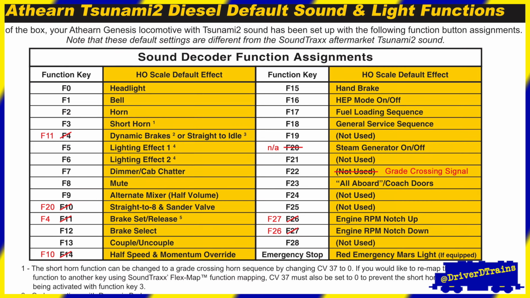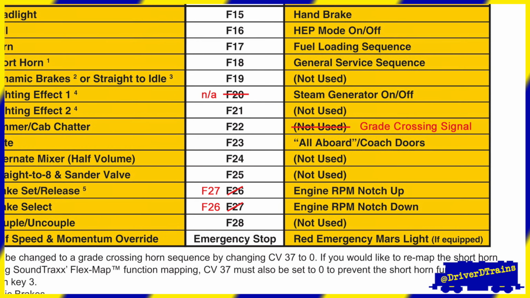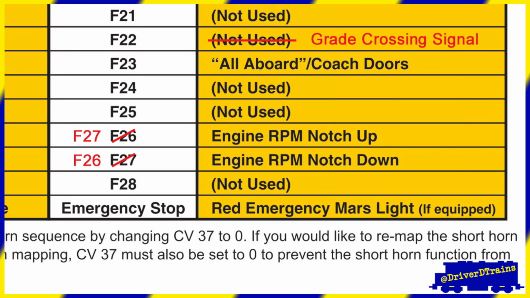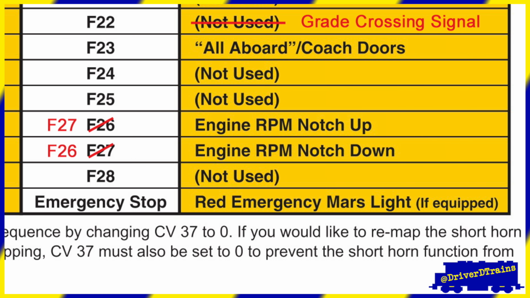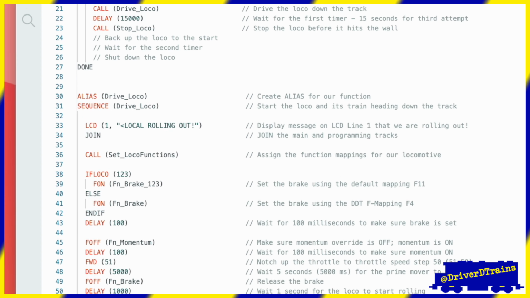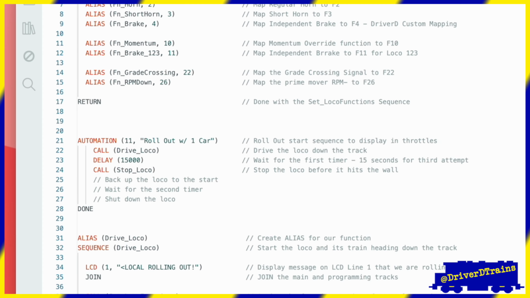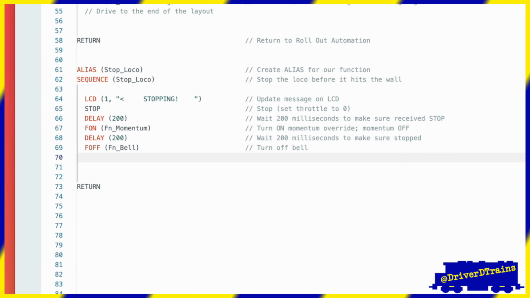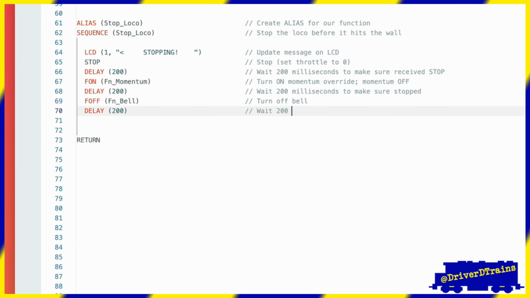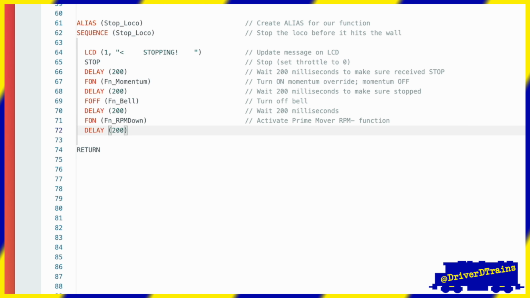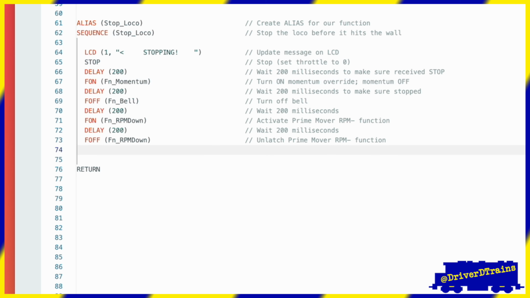I have the prime mover RPM settings mapped to F26 and F27 on my locomotives. To notch down the prime mover, we will use F26. First, let's add that alias to the setLoco function sequence. Then we can use the function in the stopLoco sequence. We'll add another delay, then fON to activate the function, and after another delay, fOff to unlatch the function. This will start shutting down the prime mover.